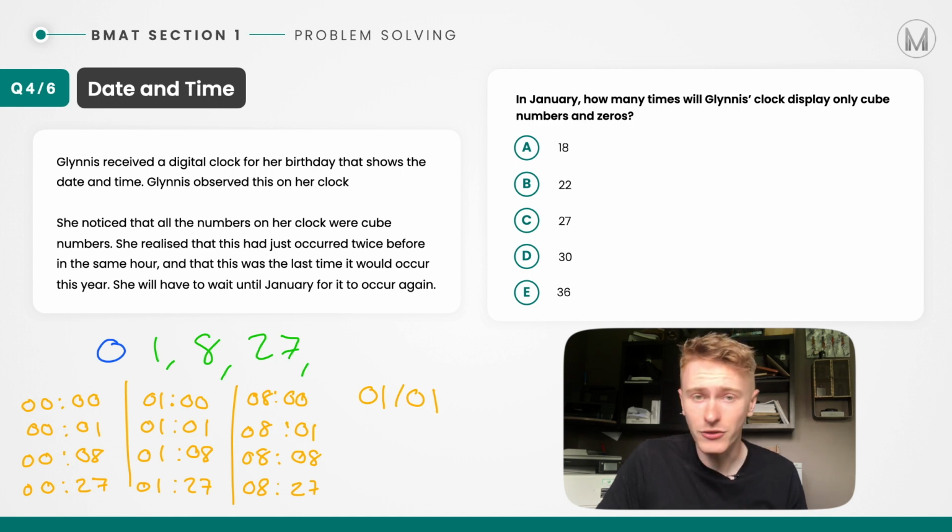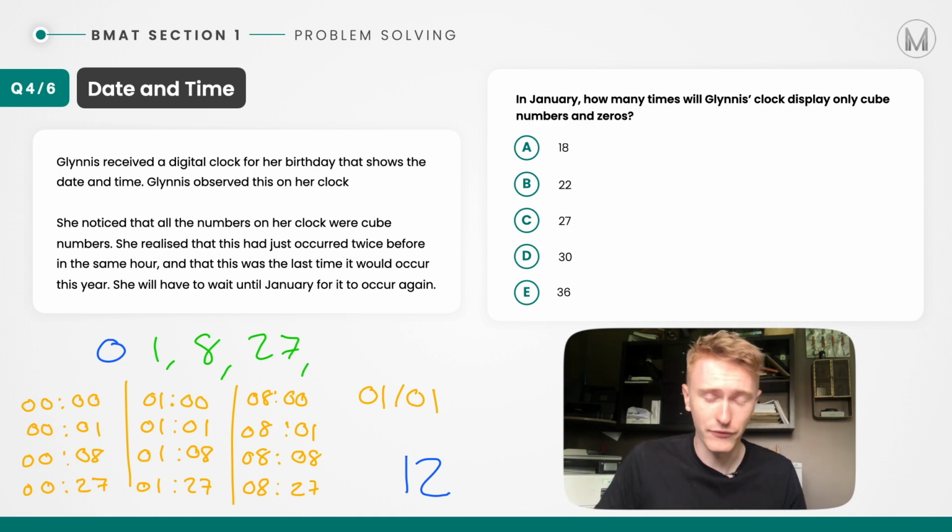And remember, because there aren't 27 hours in the day, we can't carry on and do 27, we have to stop there. So on the 1st of January, these are all of the possible times that we can have. If we add them up, we can see that we have a total of 12. That's just on the 1st of January.